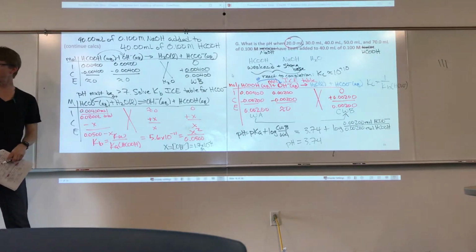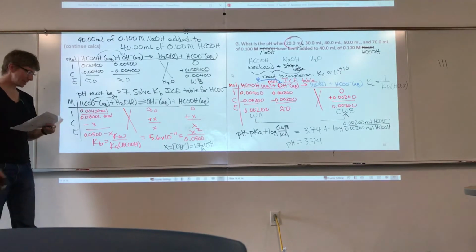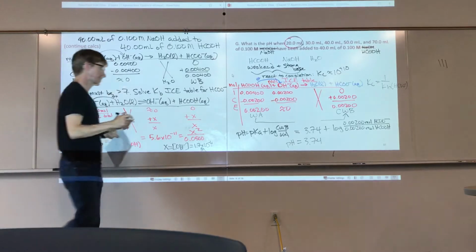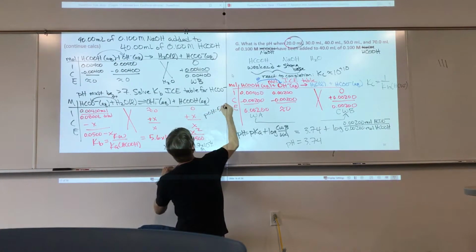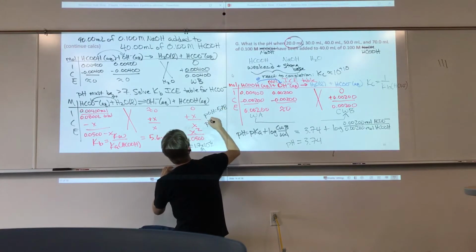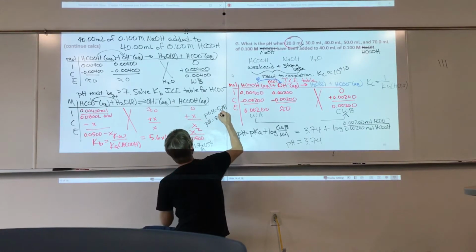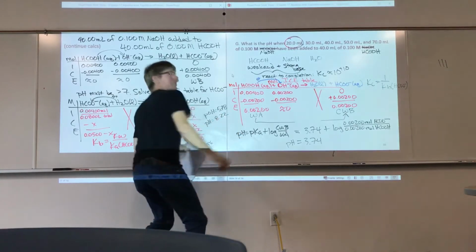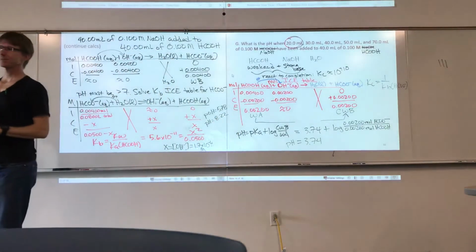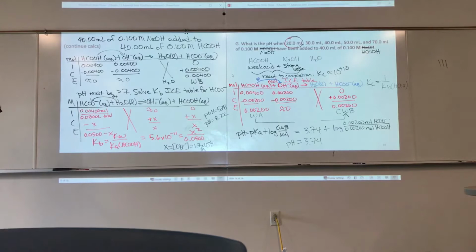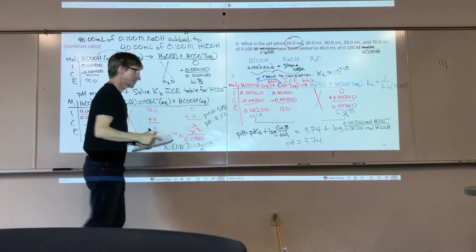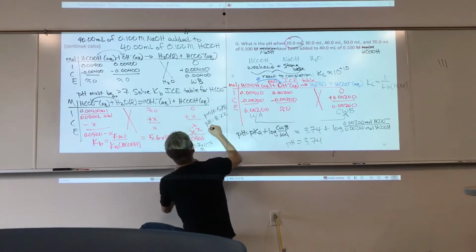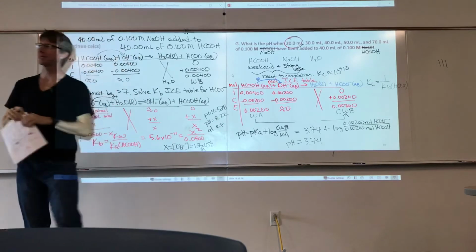I can find my pOH and then my pH. My pOH is 5.78. And my pH is 8.22. And just to be clear, this is at our equivalence point this time.